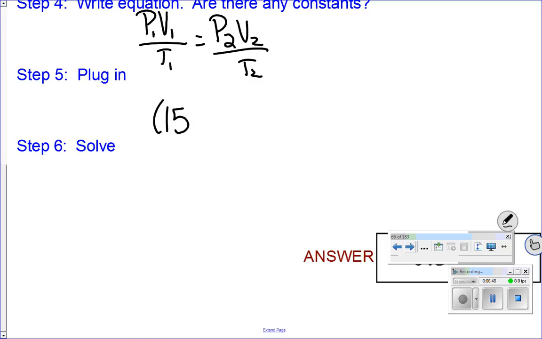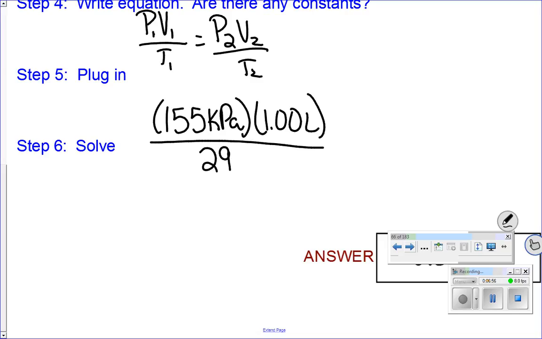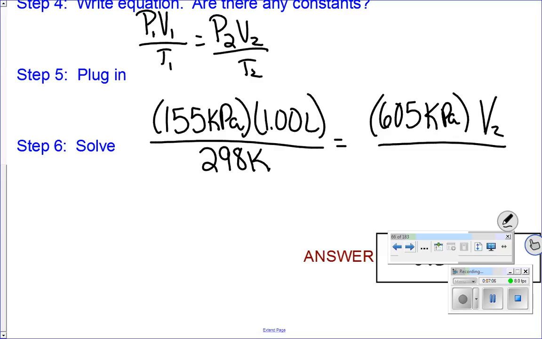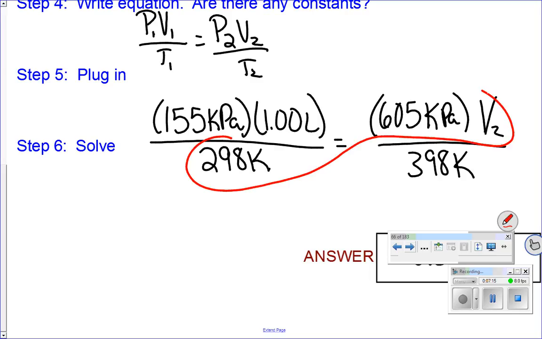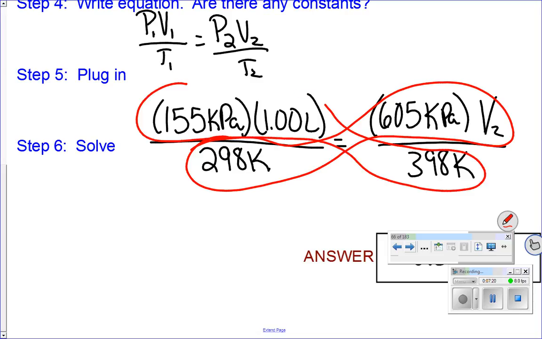We have 155 kPa times 1 liter over 298 K equals 605 kPa times our V2 or our X over 398 K. Mathematically, what is happening here is you are cross-multiplying this, okay, and you are cross-multiplying this. So doing this really cautiously and stepwise, if you're not very comfortable with algebra, is a great idea.